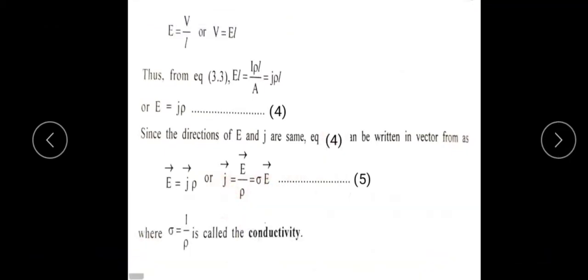Hence J is equal to sigma E. 1 by rho means sigma, then vector E keep as it is. This is the equation of conductivity. So sigma is equal to 1 by rho, then the current density expression can be written as sigma into electric field. This is the relation between current density and conductivity, and this is the relation between current density and resistivity.